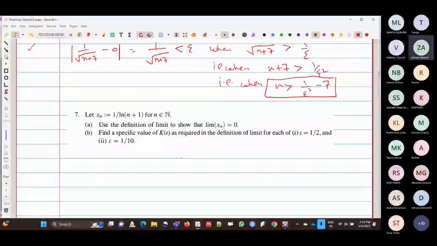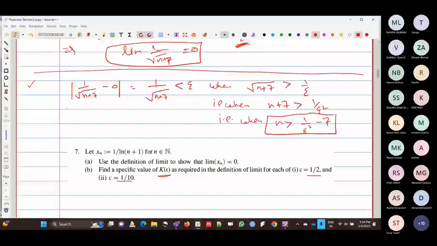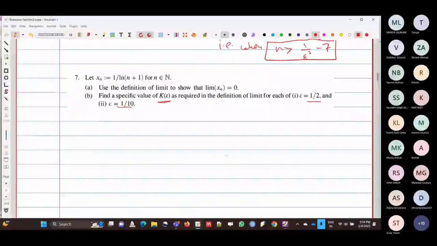N ki value find karni hoti hai. Haan, N ki value find karni hoti. Next question is that. So let us see next question. If you have been given epsilon, then we need to find k epsilon. That is our n naught, what I used to write. So in this question, it will be clear.